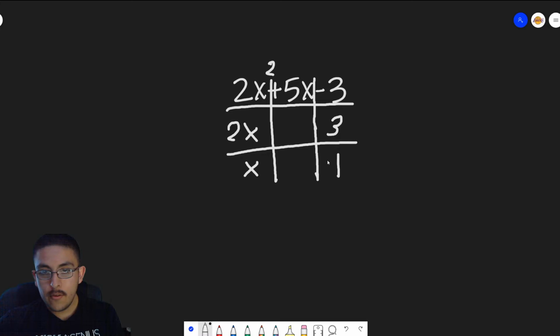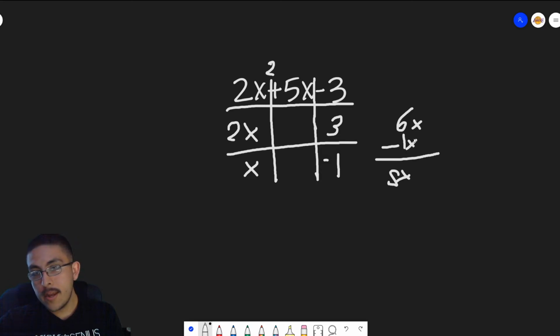Let's try to fix this a little bit. And then we do 2 times 3 again, we're going to get 6x. X times a negative 1 minus x. It's going to be 6 minus x, it's going to be 5x. And if you're wondering why just minus x, you do minus 1x. 6 minus 1 is 5, don't forget the x. And then we have the 5x from here, there's a 5x there.